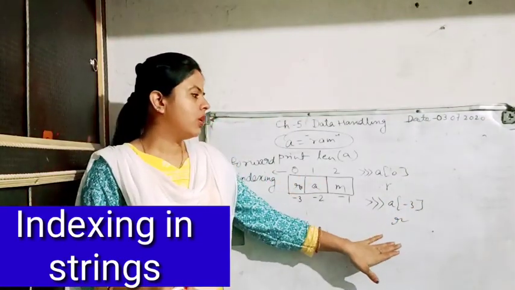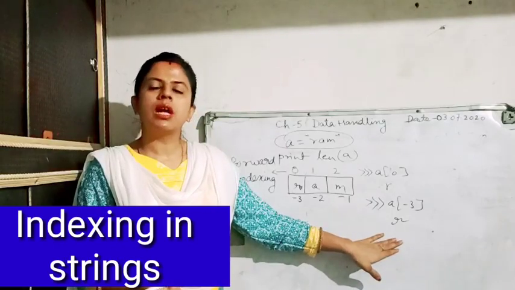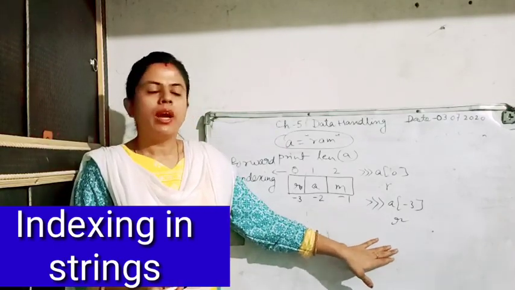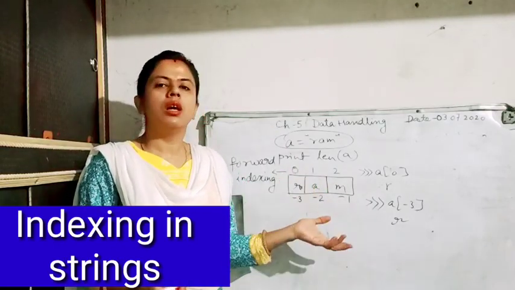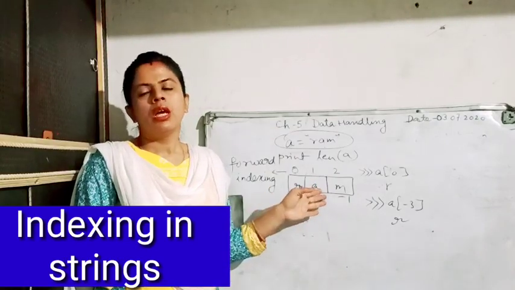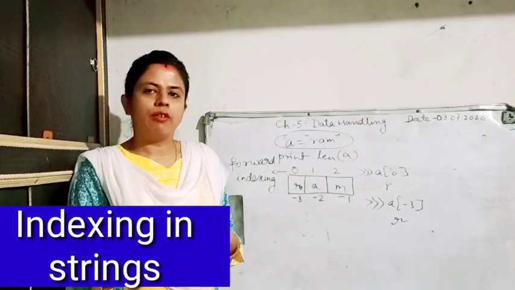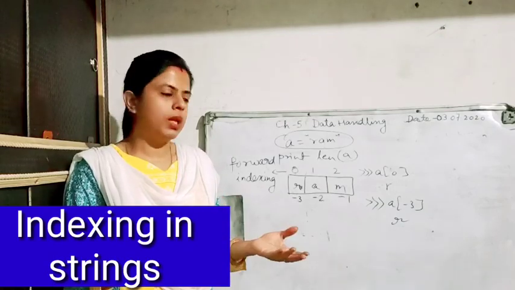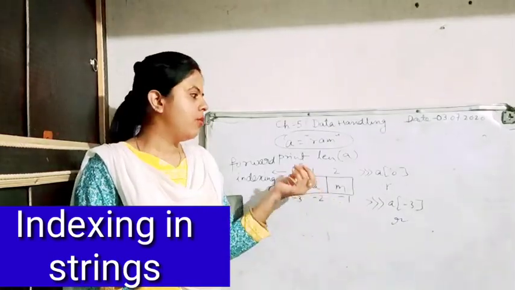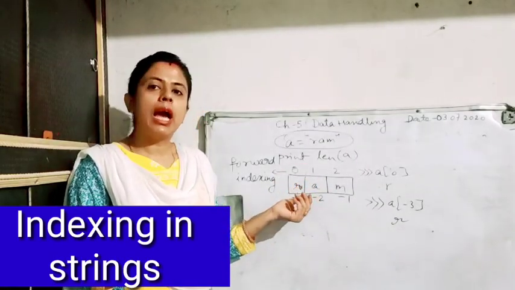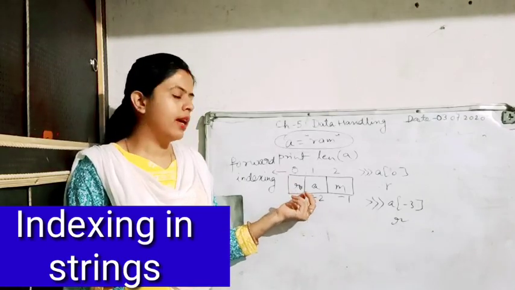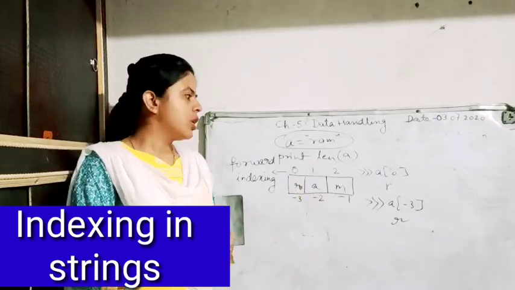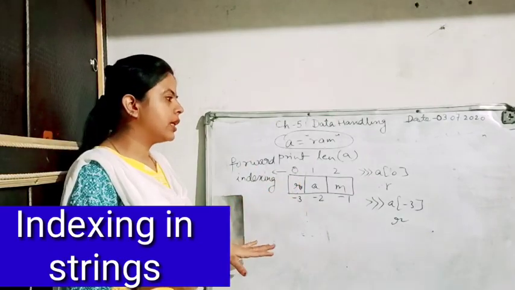This will be useful when we start doing programming, where we need to store a large group of characters and we want to access a few characters from that string. Then it will be more useful, because at that time we will have to take the position and use it in our program. So this is how the forward and backward indexing works.